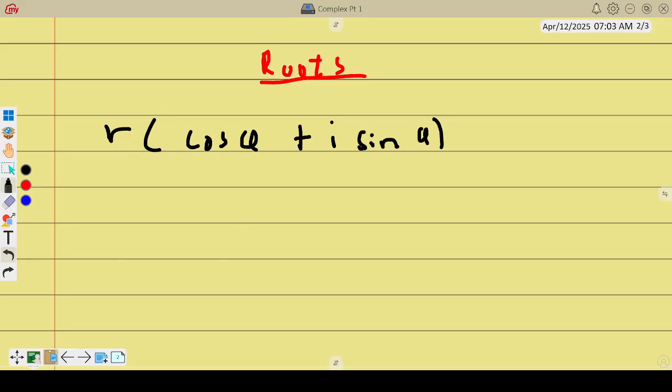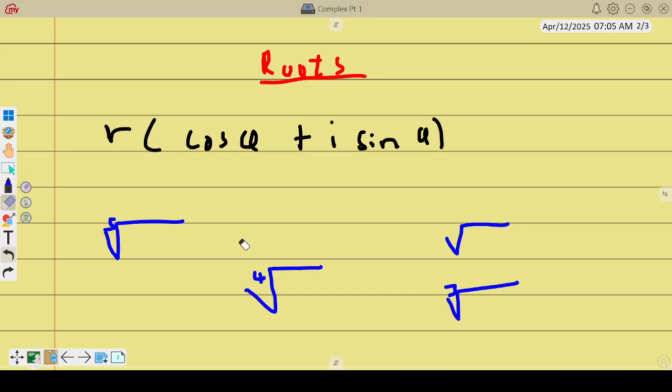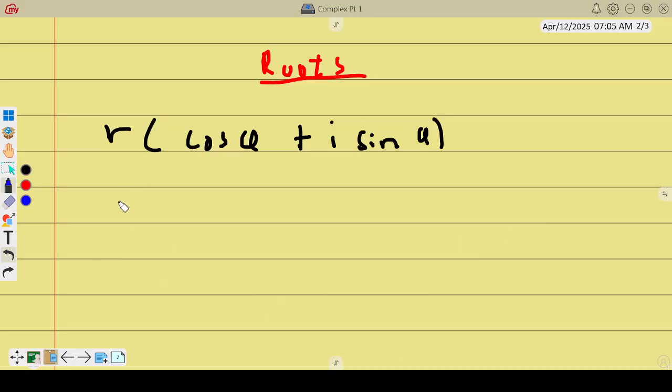Now, when we're not talking about the roots, let's start from here. This is the square root. What do you call this one? You call it the cube root. This is the 4th root. This is the 5th root. So these are the roots: square root, cube root, 4th root, 5th root, 6th root, 7th root, just like that.